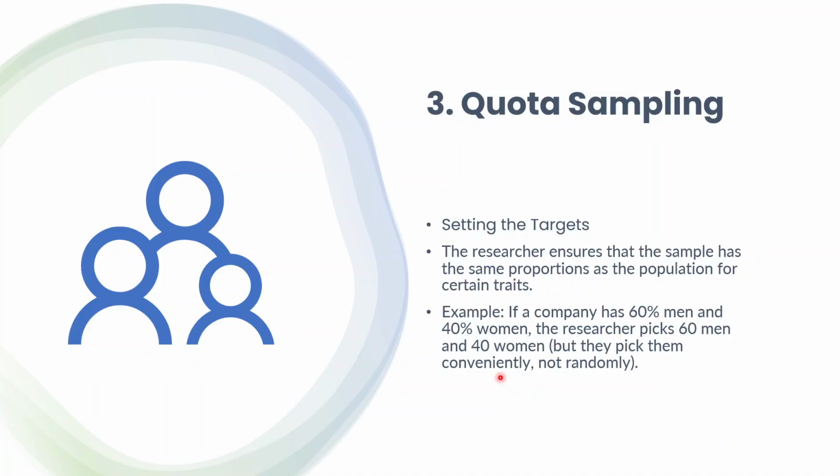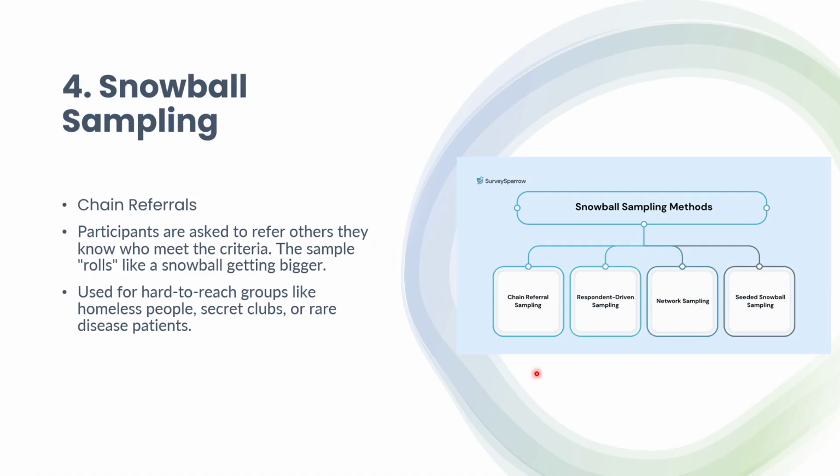Whoever is suitable, I am picking only those. So, first of all, assigning a quota is not probabilistic in nature. Then, within the quota also, when I'm picking individual elements, I'm using convenience. So there also the probability factor is overlooked. Therefore, quota sampling is considered to be a non-probabilistic sampling technique.